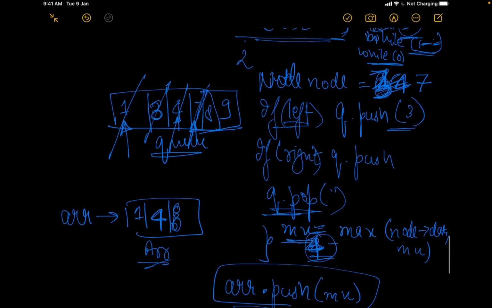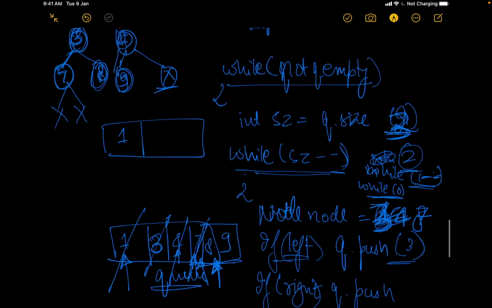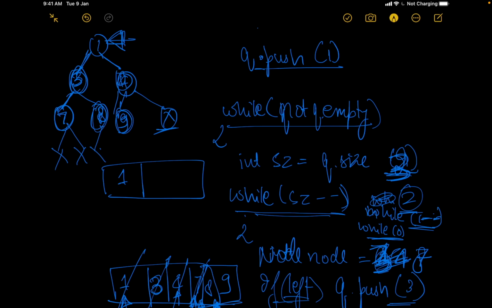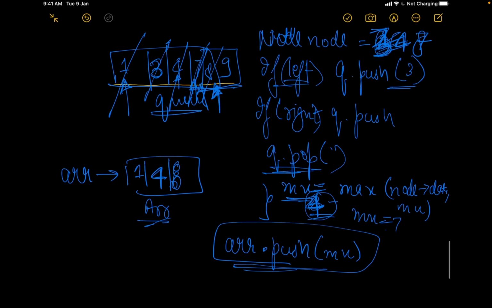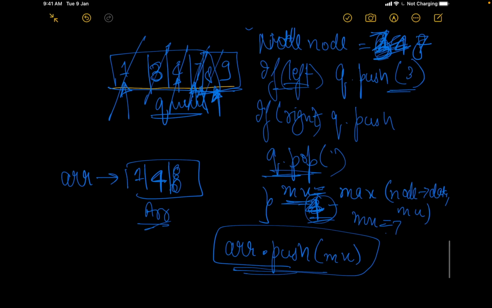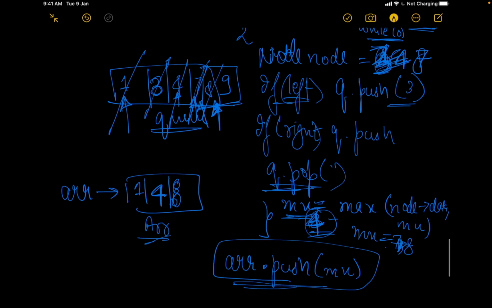Again this loop would continue, and this loop would say what's the first element of the queue? It's 8. Does it have a left child? It doesn't. Does it have a right child? It doesn't. So now pop it up, and change the mx to be maximum of the node data or the initial value it's having. So initial value it was having was 7, and now it will change to 8 because 8 is greater than 7.